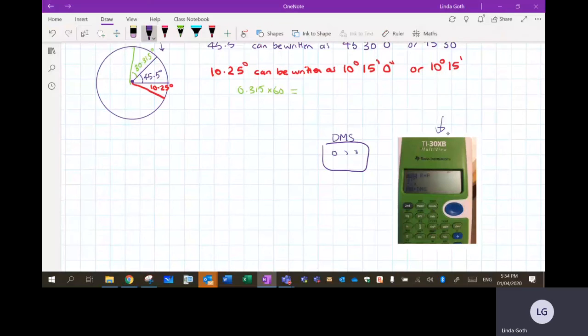Okay, so let's say that we want to put in 30.315, and you may need to press enter because we're saying that was the answer to our question. Okay. Now what we want to do is change that into an angle with degrees, minutes and seconds.